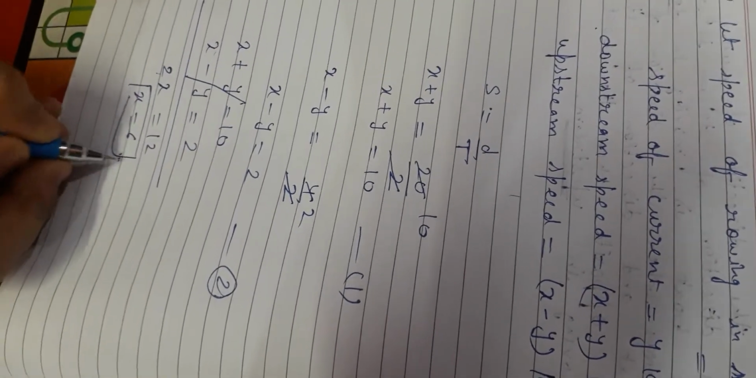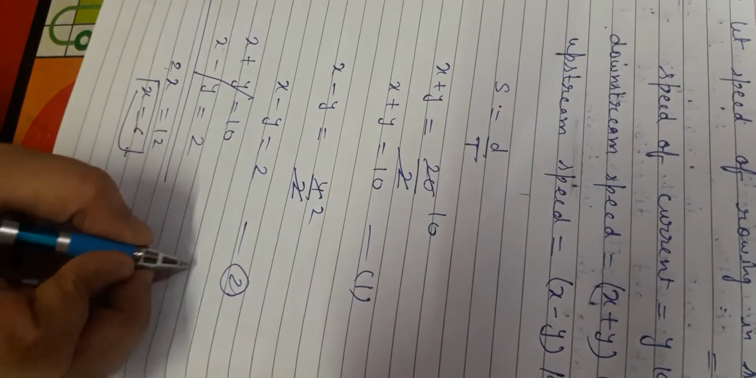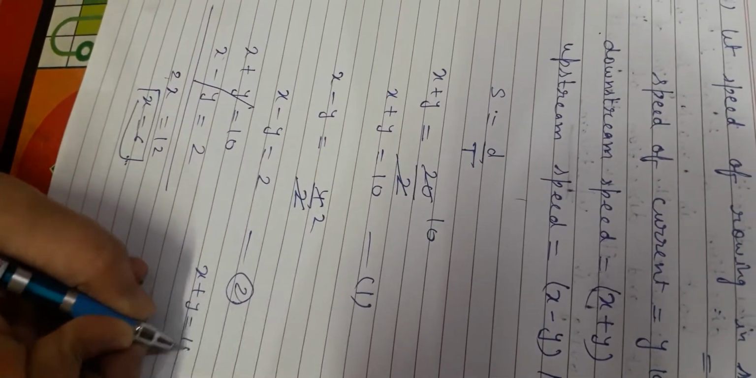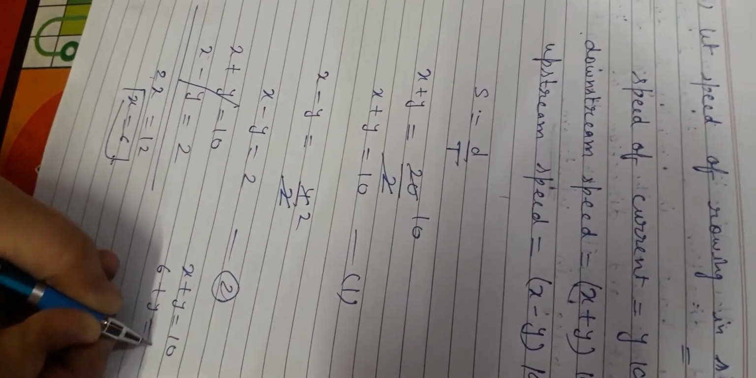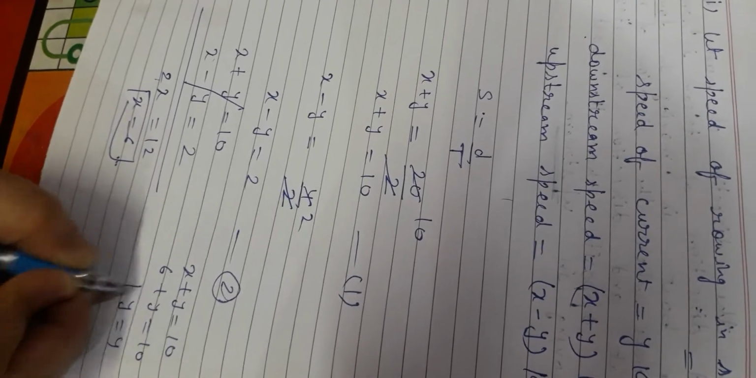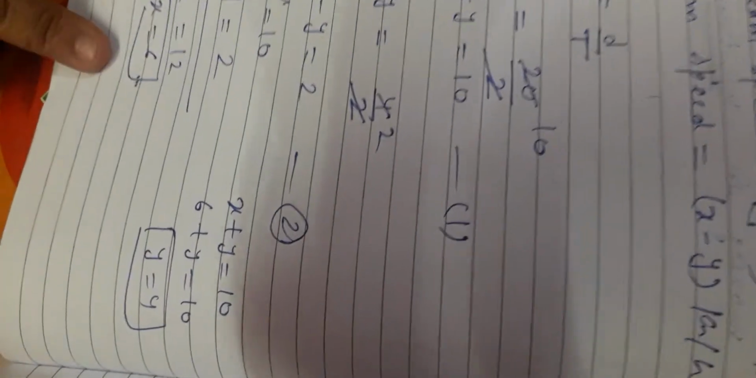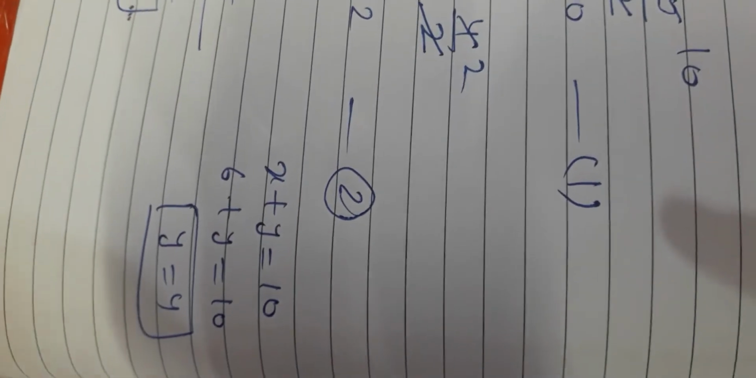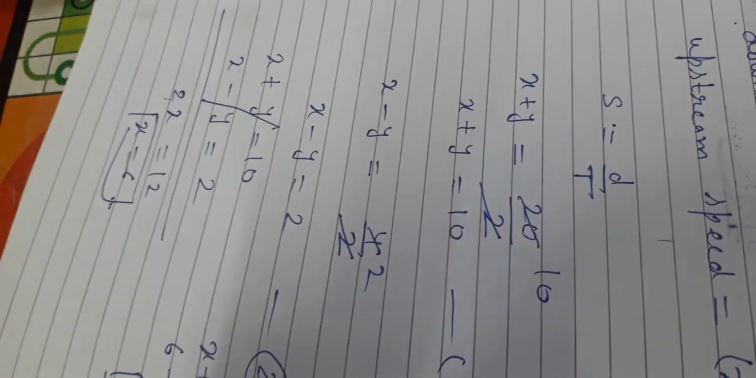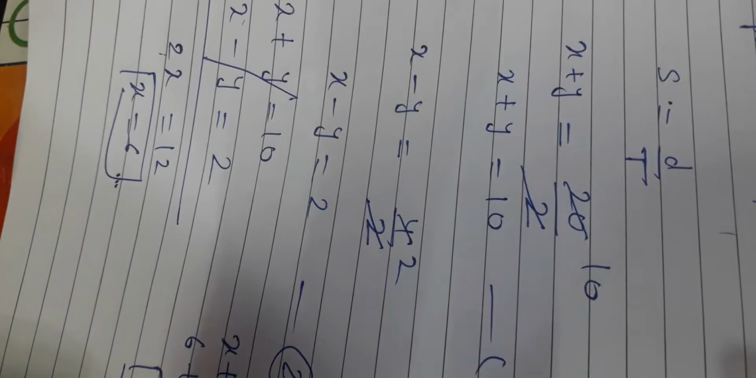Now put the value of x in the first equation. So x plus y is equal to 10, 6 plus y is equal to 10, y is equal to 4. Okay, so the speed of rowing in still water is 6 km per hour and the speed of current is 4 km per hour.